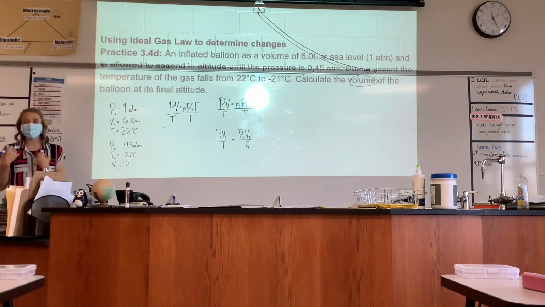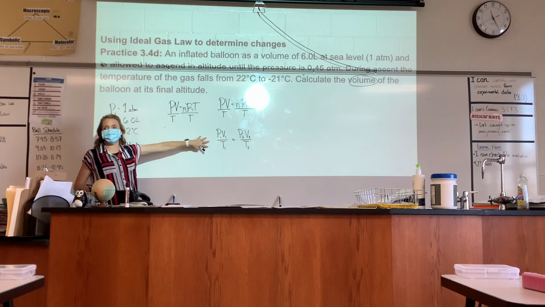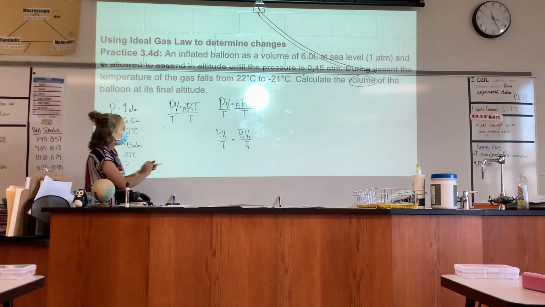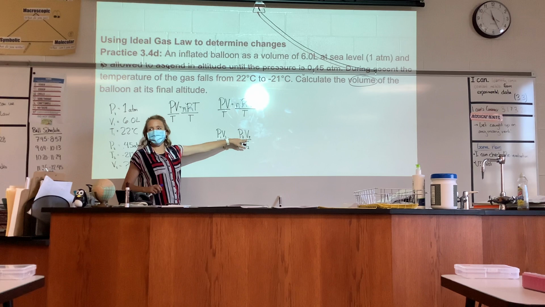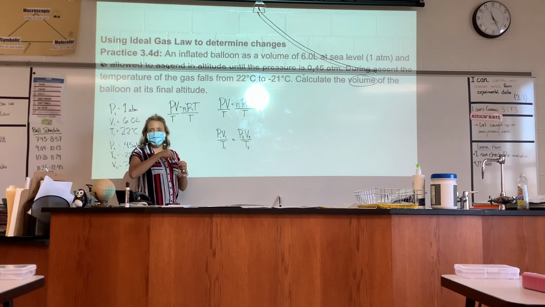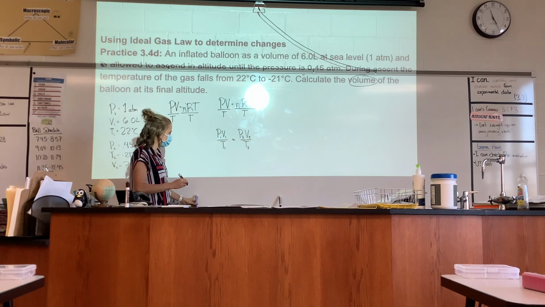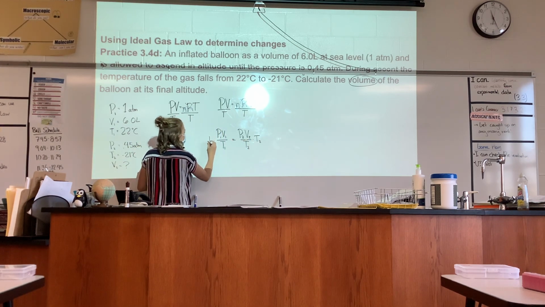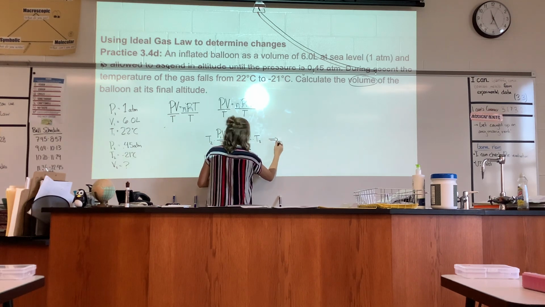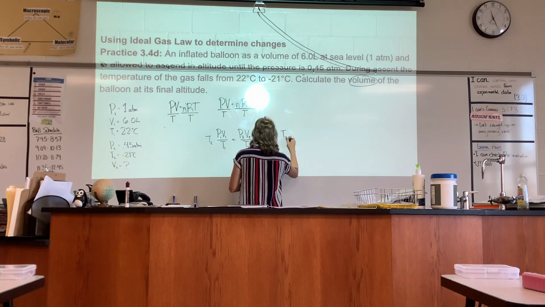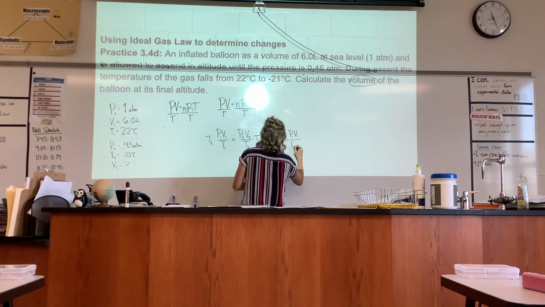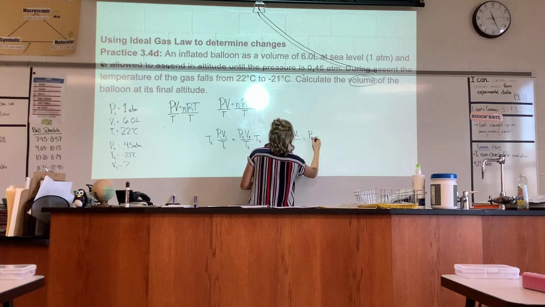Once again, I like to rearrange this first before I plug things in, but you can plug things in and then solve for it. It's totally up to you. I'm trying to find V2, so I want to get that by itself. So what would be the first step to get V2 by itself? Times T2. Yep, so I'm going to times both sides by T2. So here's my new equation. I have T2 times P1 V1 over T1 equals P2 V2.